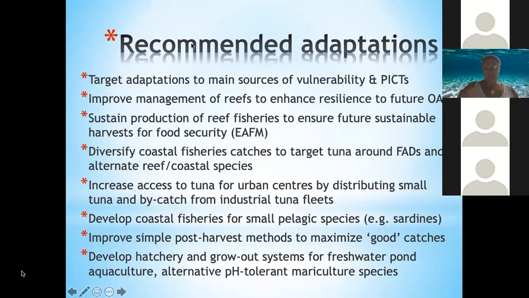And again, that could be through bycatch, or it could be just targeting nearshore small pelagic species so that they're moving away from coastal fisheries, improve post-harvest methods, and develop hatcheries and grout systems for freshwater ponds, again, moving away from these vulnerable mariculture species that are particularly susceptible or vulnerable to ocean acidification. Next slide.